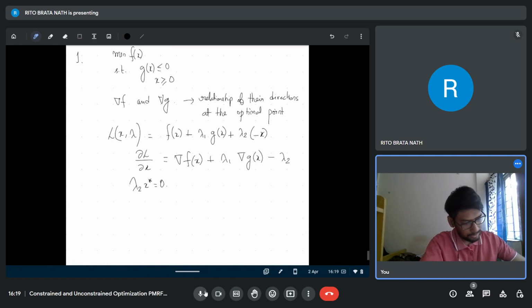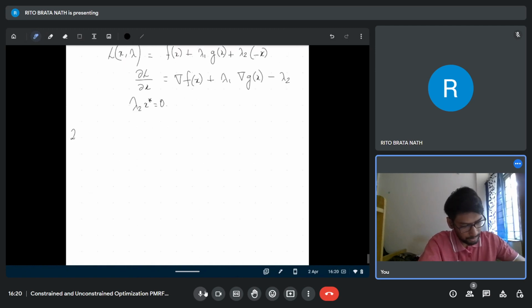If x is 0, then lambda 2 may or may not be 0, but if x is non-zero, then you know for certain that lambda 2 will be 0. Based on that, you can make some comments here. I think you will be able to solve this problem, whether it is parallel, perpendicular or oblique, those kinds of things. I'm not going into the details of it.